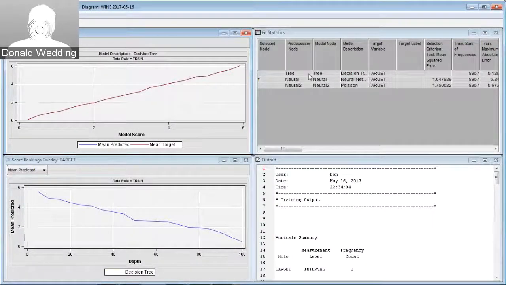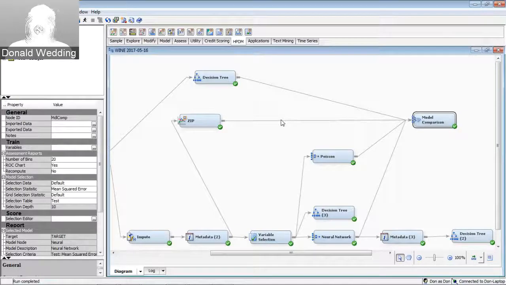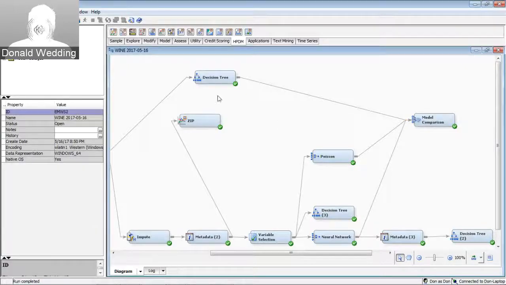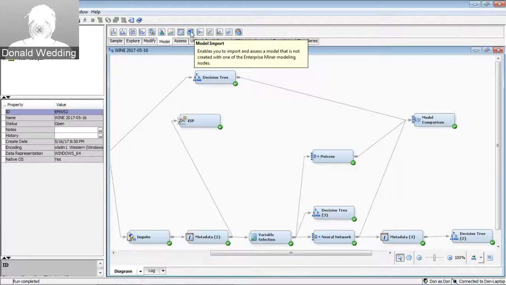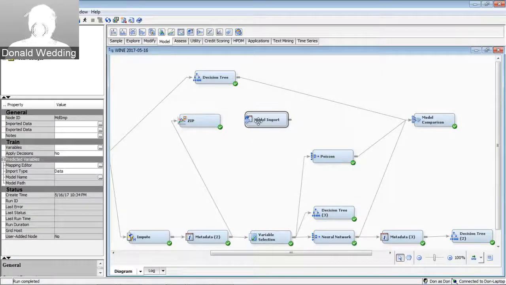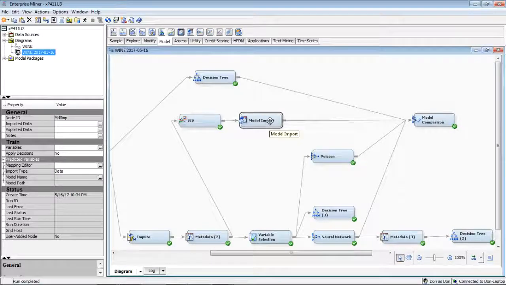See, now you see that it wasn't there, right? So that zip model we just created is not there. So what you've got to do, this doesn't always work, but sometimes it does. Get rid of this guy. Come up to model, and you find model import. And you put him in there. So in other words, you build a model and then you import it. You're tricking SAS into thinking that you've just imported a model from another language. And this sometimes works.